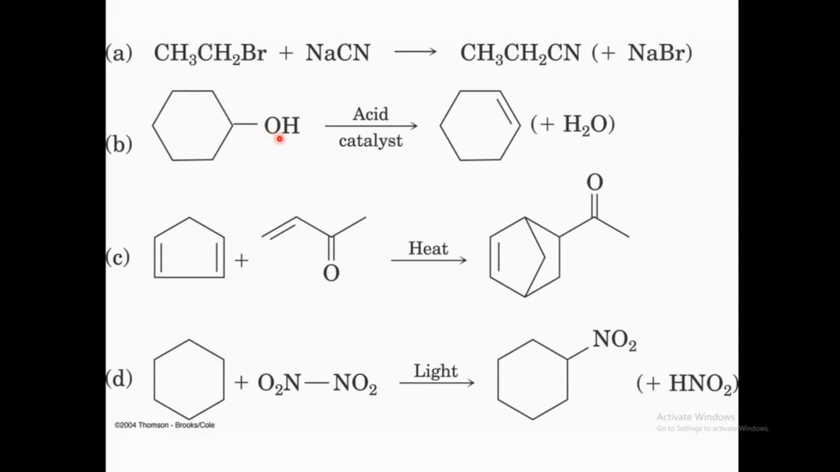Now the next reaction is a reaction of alcohol. This is cyclohexanol, which reacts in the presence of an acid catalyst and gives you the alkene as a product and water as a byproduct. So what kind of reaction is this?